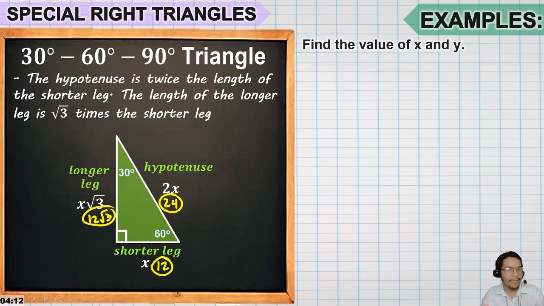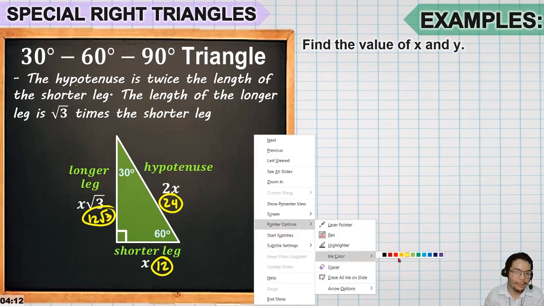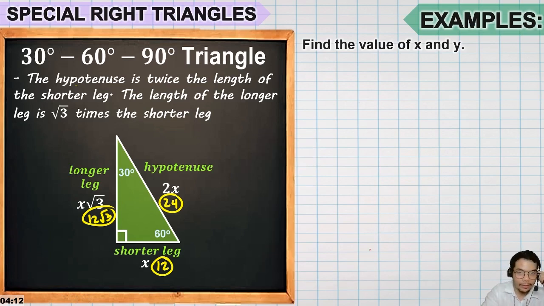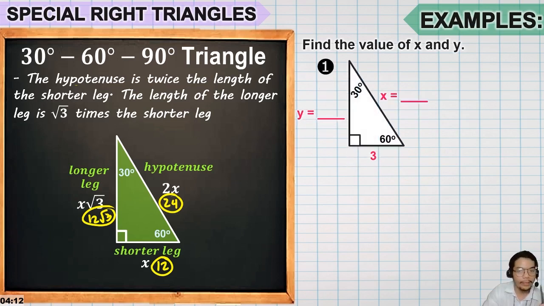Now, para mas maintindihan natin kung paano natin ina-apply yung mga relationship na to pagdating sa sides nitong 30, 60, 90 triangle, let's have this given example. Let's identify or find the value of x and y on the following. Let's have number 1. Yan. So, una, tignan mo muna, 30, 60, 90 triangle ba to? Yes, because the angles inside this given right triangle is 30 degrees, 60 degrees, and also 90 degrees. Now, second step for this one is for us to identify which among the sides is gonna be your shorter leg, longer leg, and the hypotenuse.